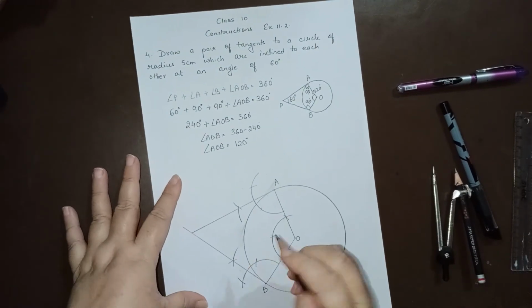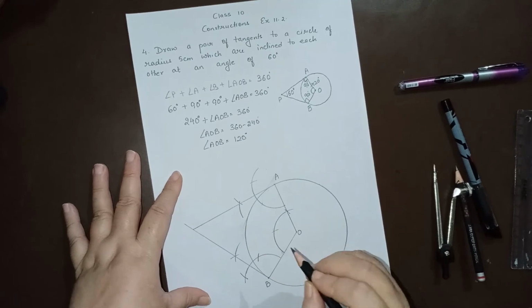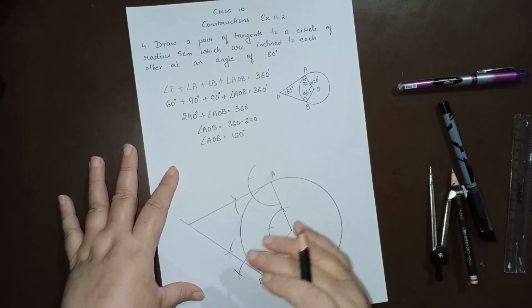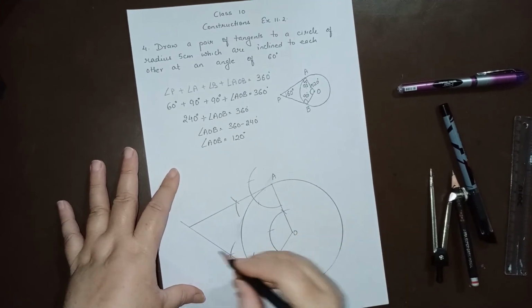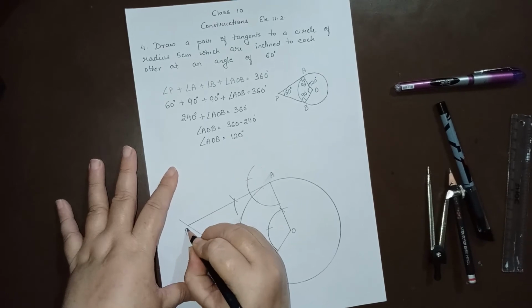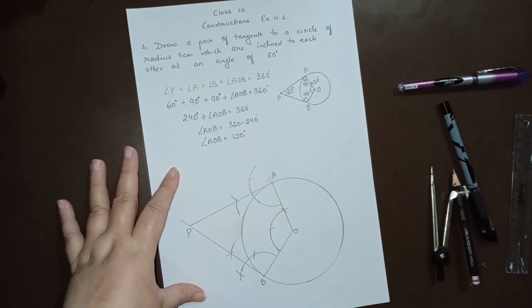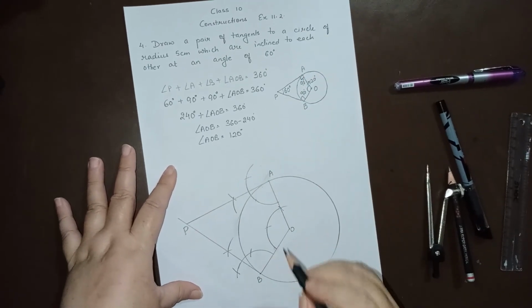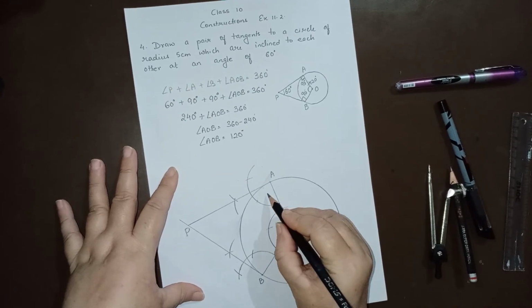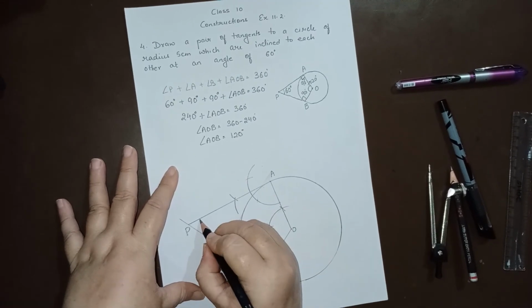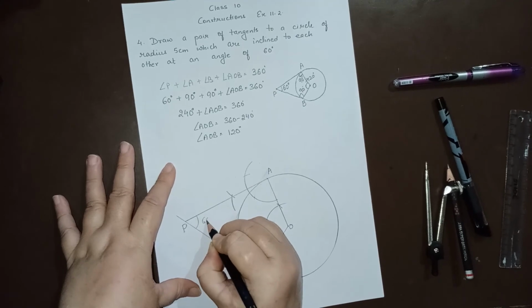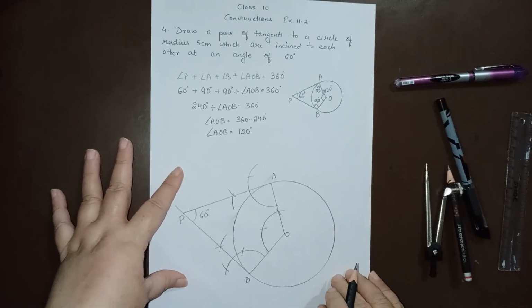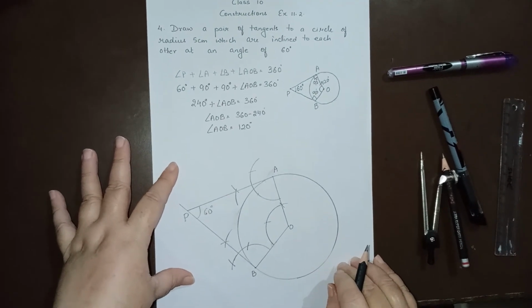The point where the two rays of 90 degrees are meeting will be our point P, and when we compare, this is 120 degrees, this is 90, this is 90, so this will come out to be 60 degrees. So this is our required construction. Thank you very much.